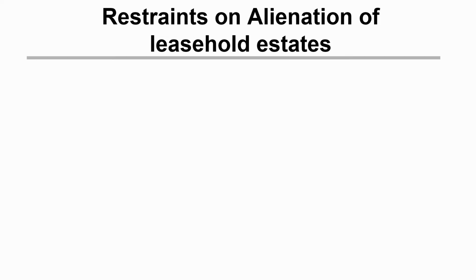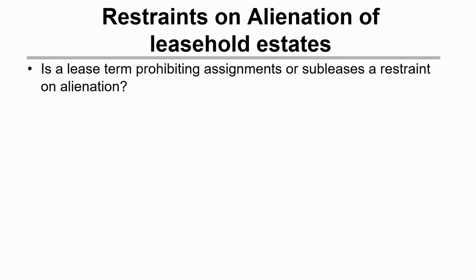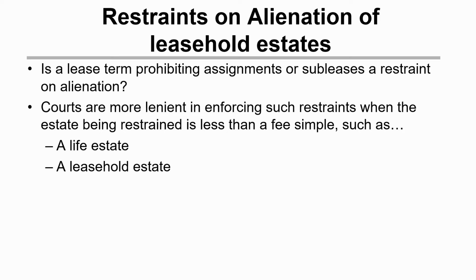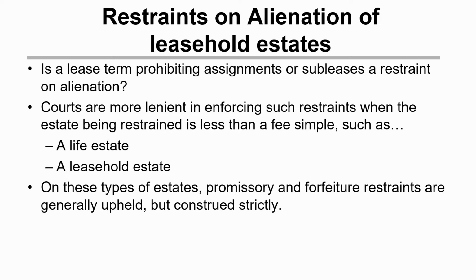Now, we need to talk about how this doctrine of restraints on alienation applies to leasehold estates. If we have a lease term that prohibits assignments or subleases, is that a restraint on alienation? Well, obviously it is, because after all, an assignment or a sublease is a form of alienation or transfer of the property, and this is a lease term that stands in the way of doing so. However, the courts are much more lenient in enforcing these restraints when the estate being restrained is less than a fee simple. For example, if the estate being restrained is a life estate or a leasehold estate, on these types of estates, promissory and forfeiture restraints are generally upheld.